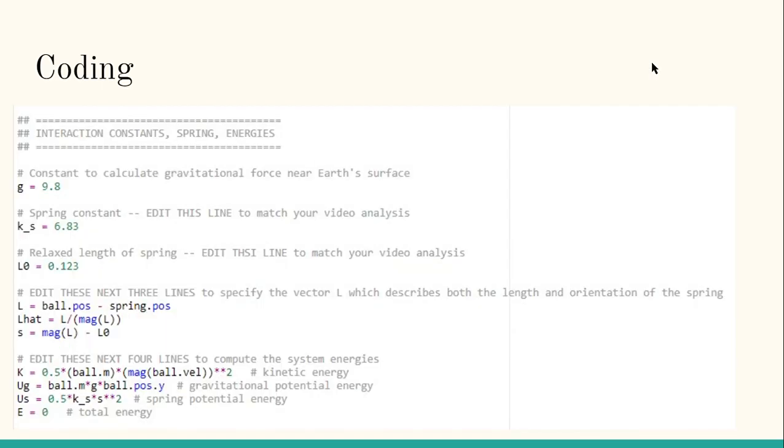And in this experiment, we used the following code. So first, we find the interaction constants, spring, and energies. We found that L is equal to the ball's position minus the spring's position, which is the displacement. And we are also going to find the kinetic energy, where we apply the formula directly, and then the gravitational potential energy and the spring potential energy, which are all according to the formulas I mentioned before.